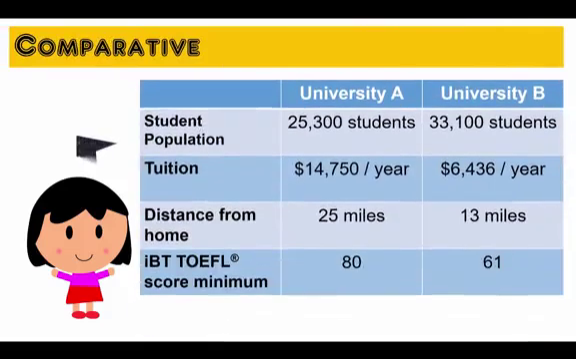Imagine that I have to choose between two universities, University A and University B. I chose some features that are important to me when I choose a school. We have student population, tuition, distance from home, and the IBT TOEFL score minimum.